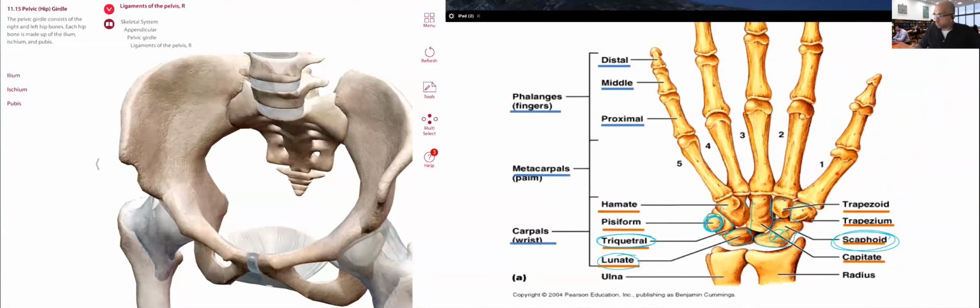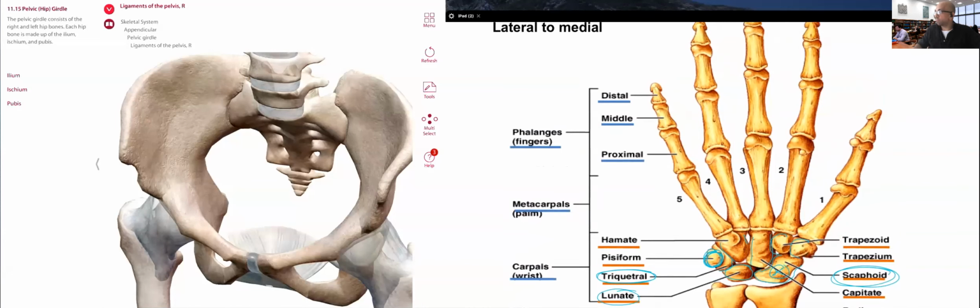For the metacarpal bones, we don't give them names, but we give them numbers. So we start again from the lateral side, as what we did with the carpal bones. Start from the thumb. So the metacarpal bone of the thumb is gonna be my first metacarpal bone. Next is gonna be second, third, fourth, and fifth metacarpal bone.